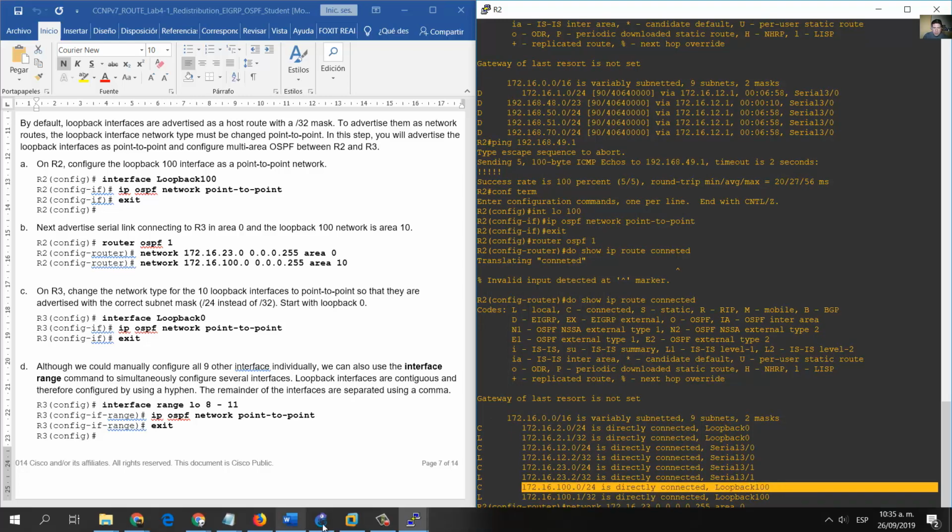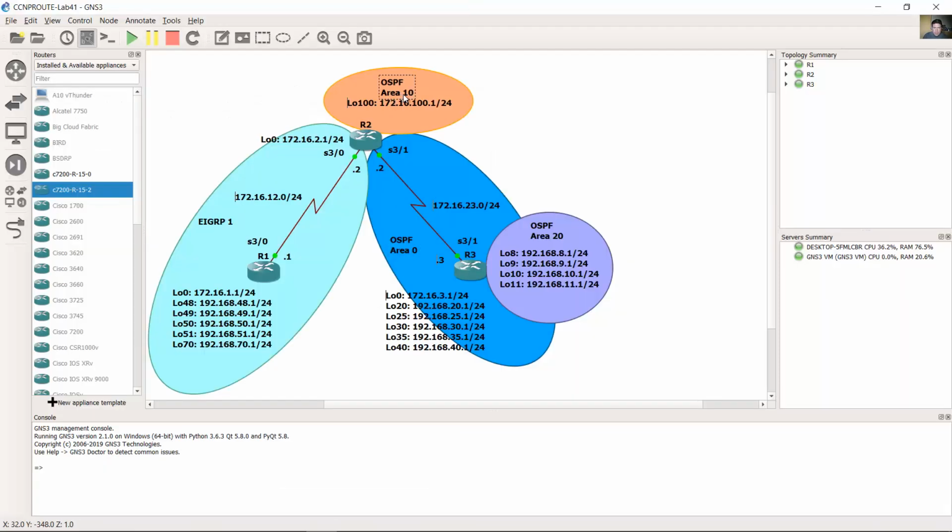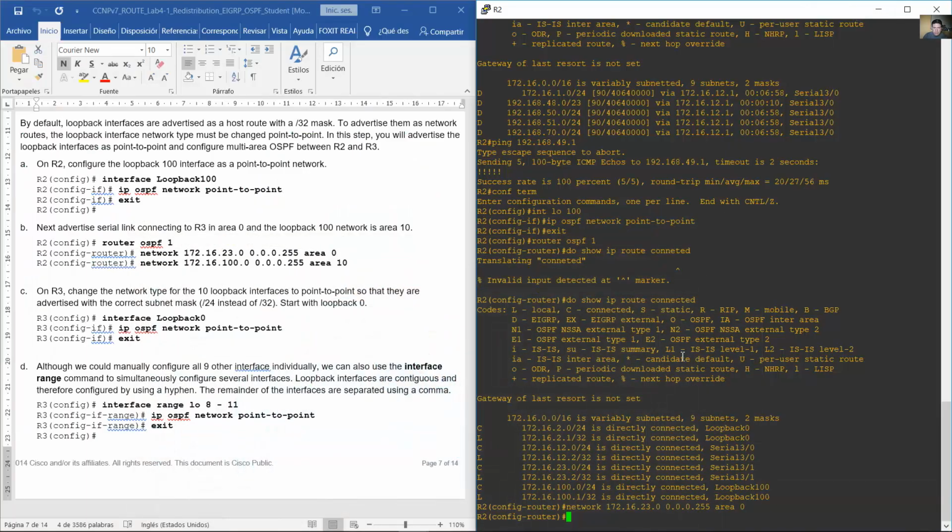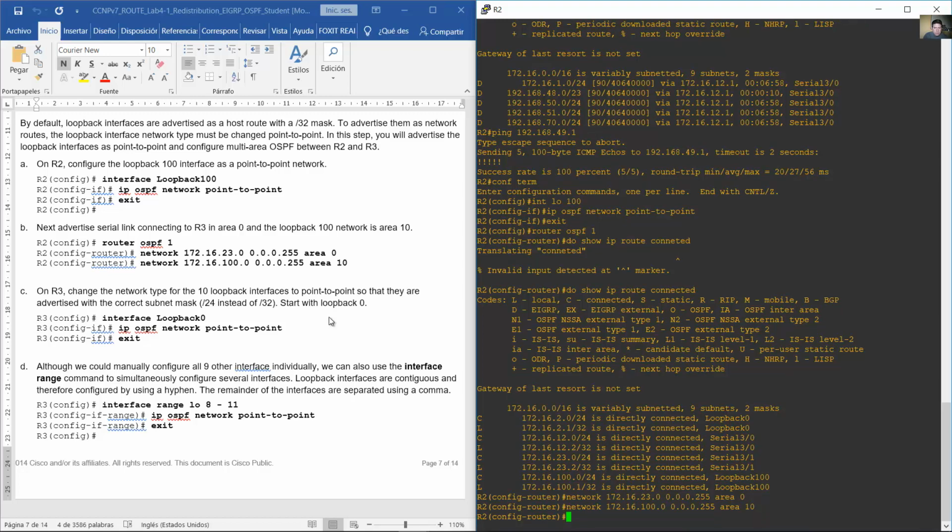Loopback 100 placed on area 10. Area 10. Now configure R3.